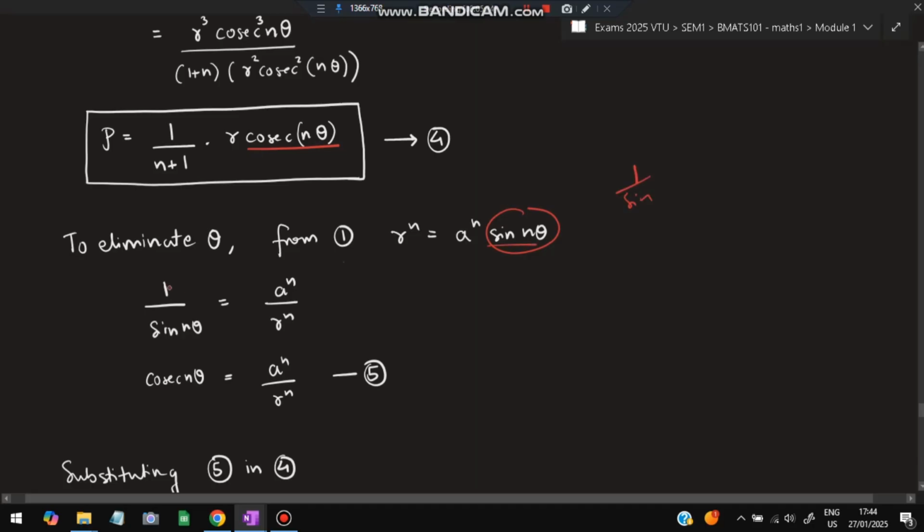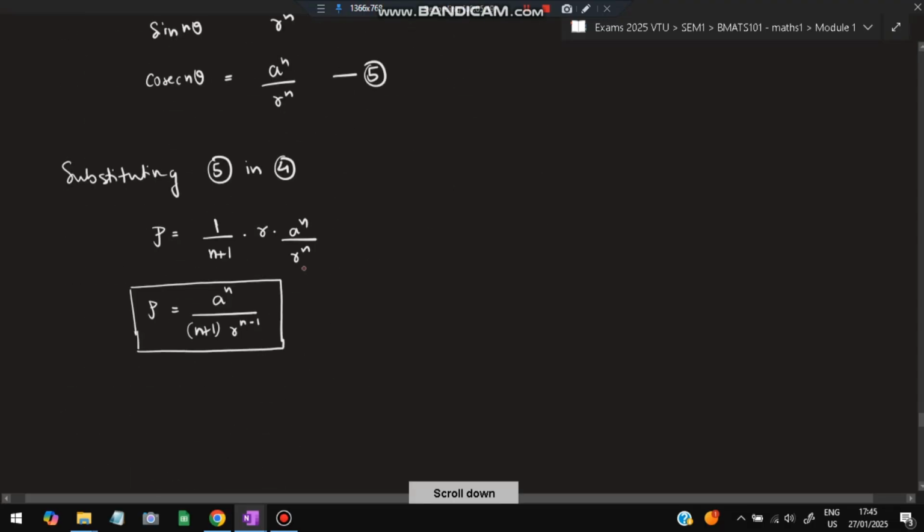So sin theta is present here, we will take 1 by sin theta. 1 by sin theta is nothing but a power n by r power n. We just took sin theta here and r theta here, so r power n here, so a power n by r power n is equal to this one, and this is nothing but cosec n theta. Cosec n theta we got a power n by r power n. This is the compulsory steps. At the last we have to substitute the value of cosec n theta, so a power n, r power n will substitute it here, so we'll be obtaining this equation, and on further simplification we'll be obtaining the final answer here. Okay, this is the thing you need to do for the values where they give the theta.